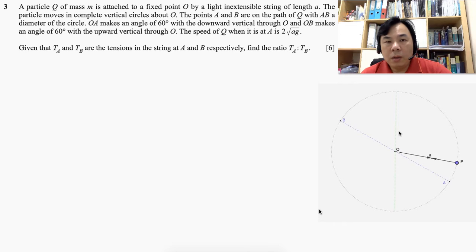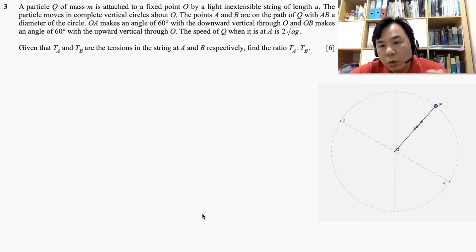Our task, given the tensions T_A and T_B at positions A and B, is to find the ratio of the tensions. Let's take a look at this. As I mentioned before, the first step is to visualize it. I'm going to show you the visualization. Of course, in the exam, you have to visualize it in your memory. Let's look at how it looks.